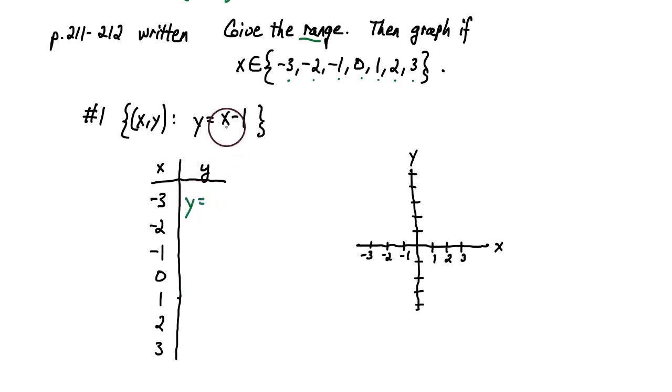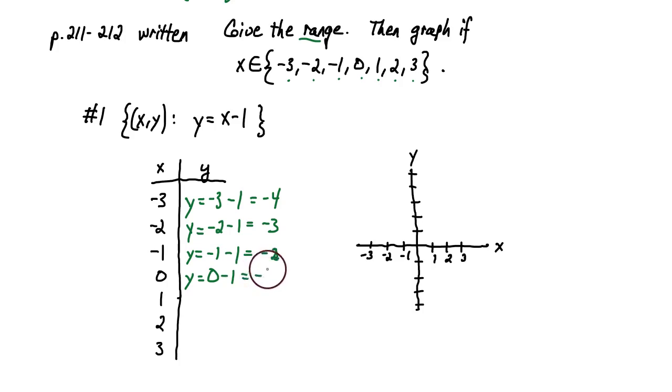Y equals, where the letter x is, substitute -3, and then -1, and this turns out to be -4. When x is -3, the value of y is -4. When the value of the domain is -3, the value of the range is -4. Let's do this for every row. Plug in the x-coordinate and then subtract 1 from it. And so on, working our way down the column.